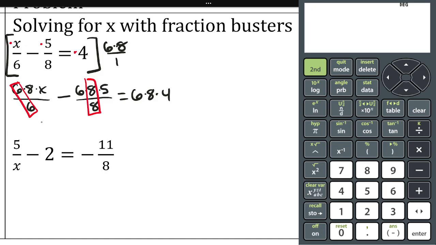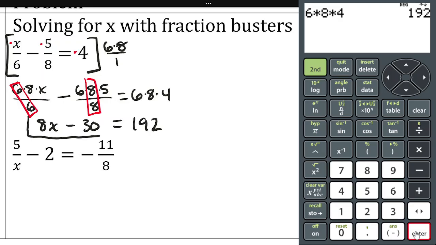It's going to become 8x minus 6 times 5 is 30. And on the other side, it's going to equal 6 times 8 times 4. The other side is going to equal 192. Now, if I look at where we're at now, this form of the equation looks much more simple to deal with than the original form of the equation, yet they're still equivalent to each other and they're going to have the same answer. So let's go ahead and finish this.